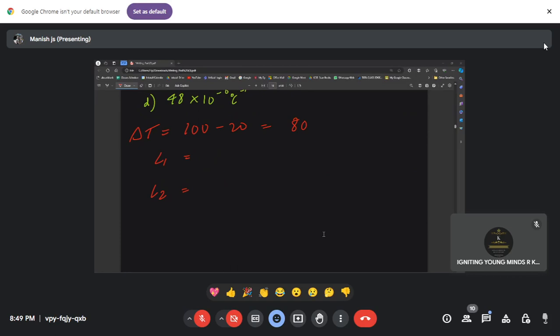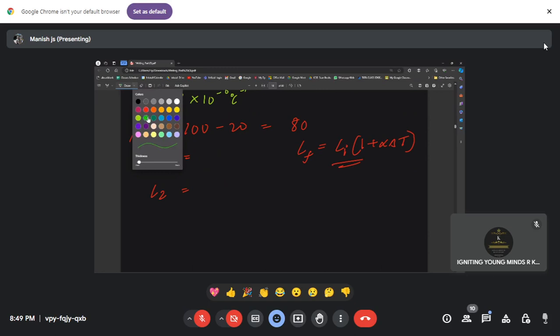You know that the final length is equal to the initial length times (1 plus alpha delta t), right? That is the formula, isn't it? So I give you here: final length is equal to initial length times (1 plus alpha delta t). So you need to use this particular formula. Okay, so the final length we calculate.